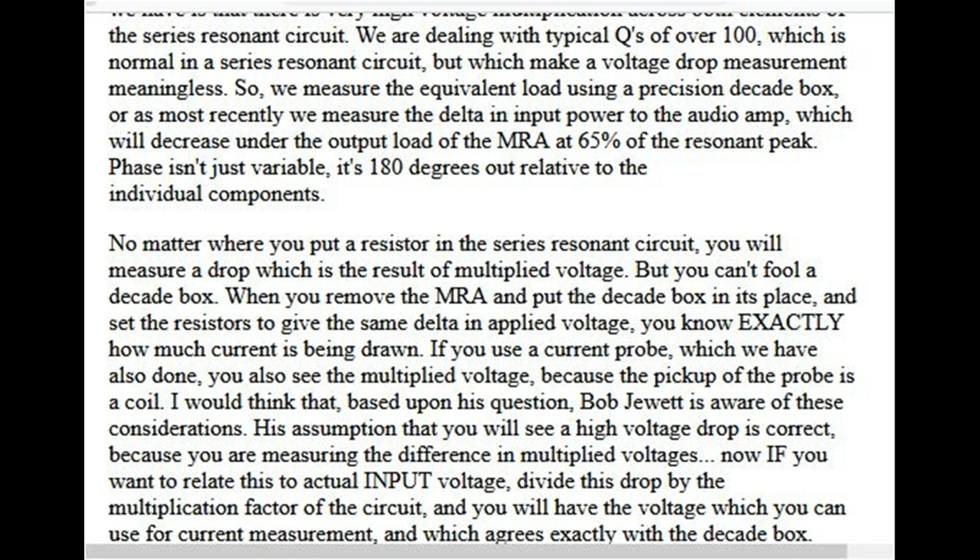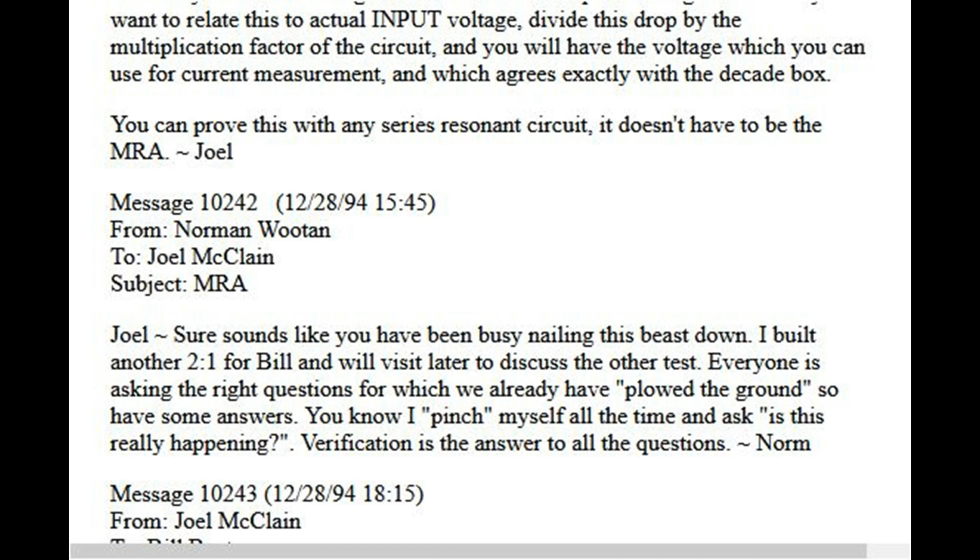I would think that, based upon his question, Bob Jewett is aware of these considerations. His assumption that you will see a high voltage drop is correct, because you are measuring the difference in multiplied voltages. Now if you want to relate this to actual input voltage, divide this drop by the multiplication factor of the circuit, and you will have the voltage which you can use for current measurement, and which agrees exactly with the decade box. You can prove this with any series resonance circuit, it doesn't have to be the MRA. Joel.